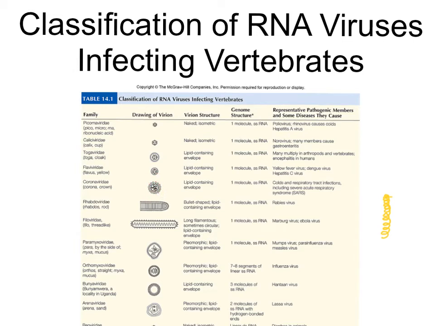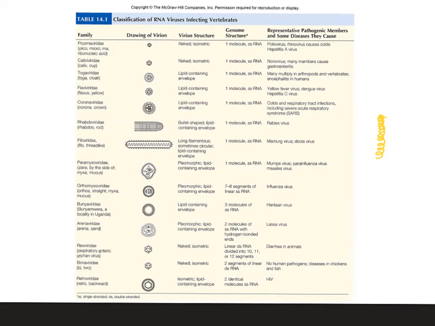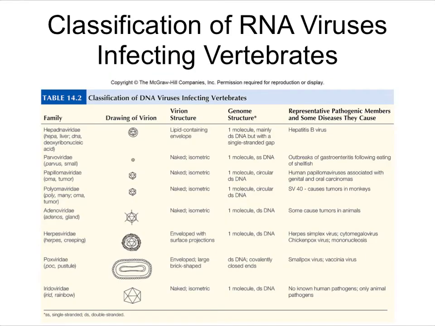You can have some viruses that go to the next page here, that are isometric and have spikes coming out of them. They can be enveloped and brick-shaped. And this is by no means all of the shapes.